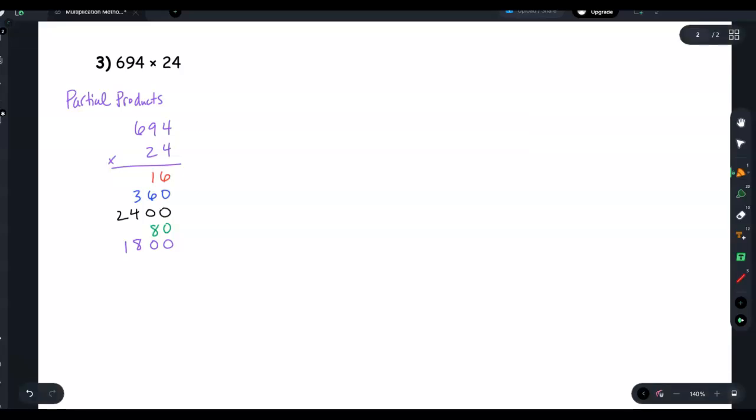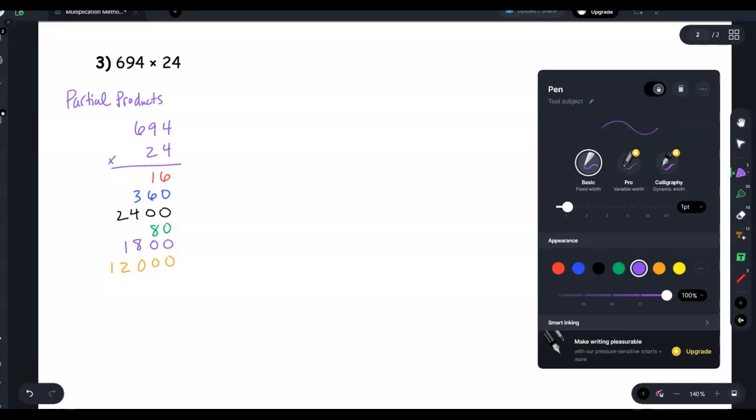And then finally 20 times 600. So 2 times 6 is 12, but that means that I've got the 2 extra zeros on 600 and the 1 extra zero on 20. So that would be with 3 zeros. So 600 times 2 would be 1200. So 600 times 20 would be 12,000. And then I'm going to add all this up.